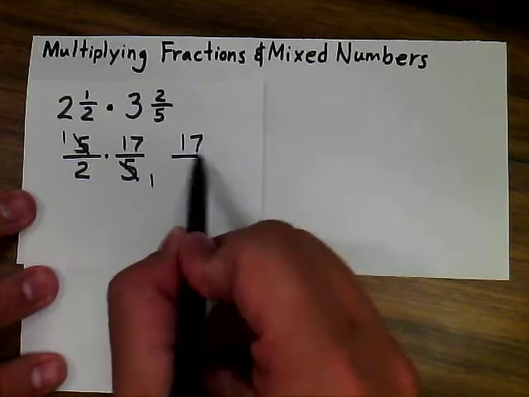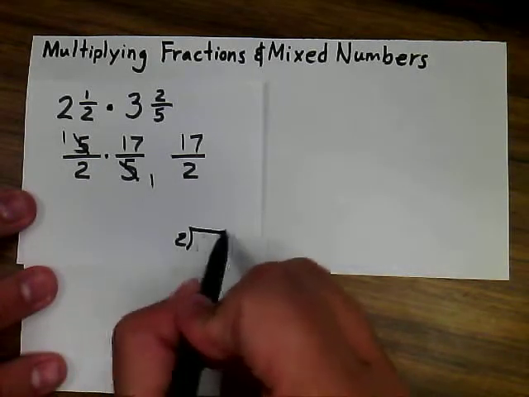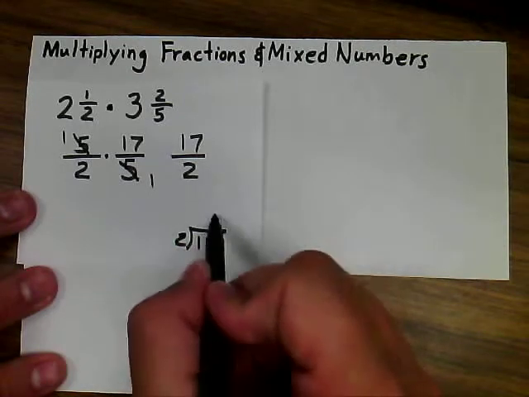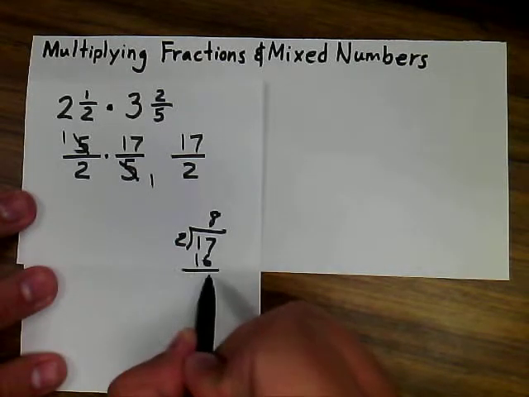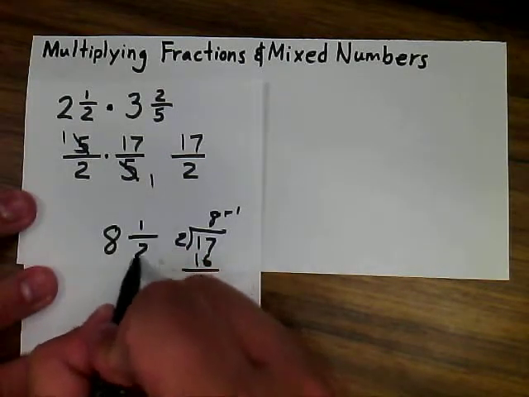We bring this over. 2 times 1 is 2. 2 goes into 17 8 times with 1 remaining. So our answer is 8 and 1 half.